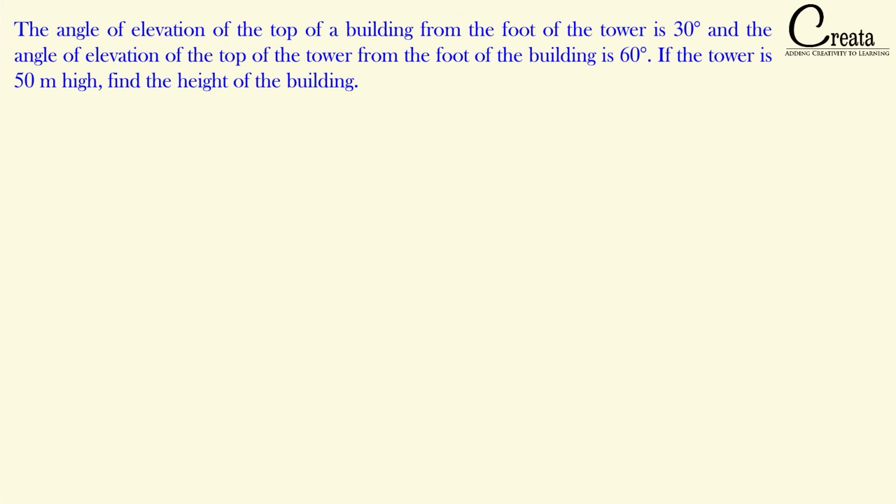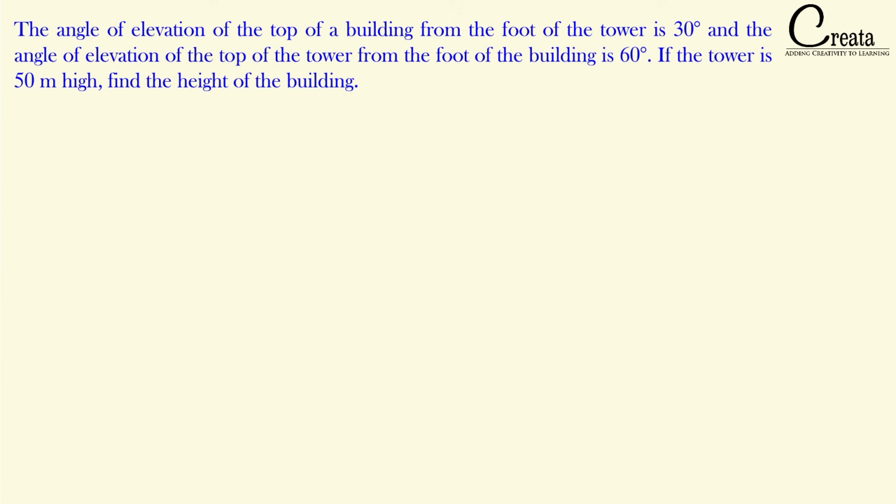Let's move to the next question. The question is, the angle of elevation of the top of the building from the foot of the tower is 30 degree and the angle of elevation of the top of the tower from the foot of the building is 60 degree. If the tower is 50 meter high, find the height of the building. So this is the question.